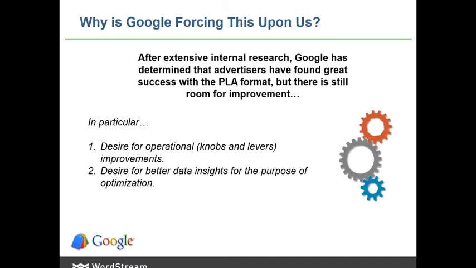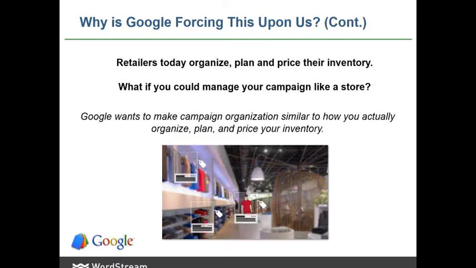So the philosophical idea behind the shopping campaign is that Google came up with this idea that retailers today obviously organize, plan, and price their inventory very specifically based on how they actually want to manage their store and understand how they're selling their products. Google expressed this idea as, what if you could manage your campaign like an actual storefront? So Google really wants to make campaign organization very similar to how you actually organize, plan, and price your own inventory in a store or in your online shop.